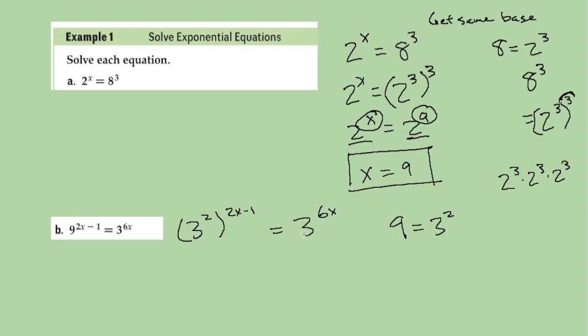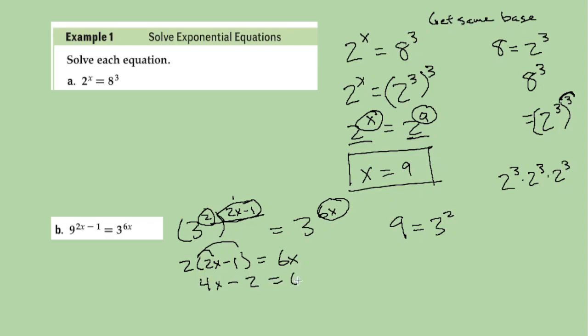I'm going to go 3 squared, and then we're raising that to the 2x minus 1 power equals 3 to the 6x. Seeing as I know that I multiply these, power of a power, this product is going to be equal to that. So we just rewrite this as 2 times 2x minus 1 is equal to 6x. Then you just do your solving and see what you get. We're going to use our distributive property. We get 4x minus 2 equals 6x.